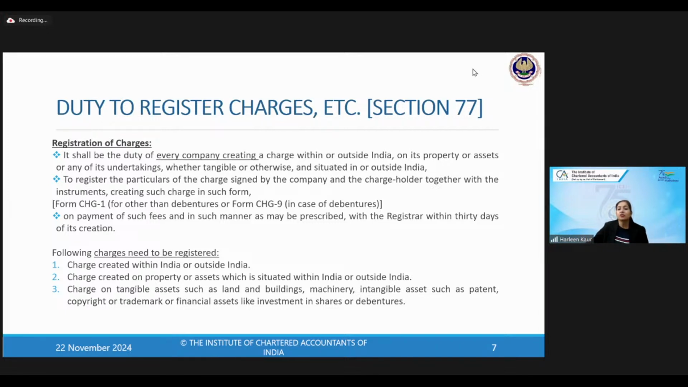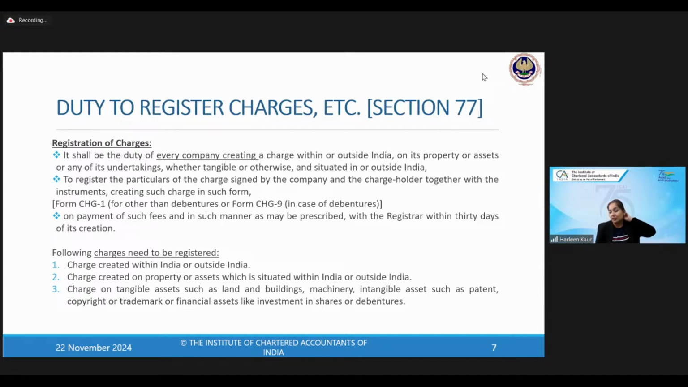And this charge has to be registered within how many days, children? Within 30 days of its creation. And what is the form that we are going to use for registering the charges? CHG1 for other than debentures and CHG9 in case of debentures. So if you are borrowing money giving security against the debentures issued, debenture is also kind of borrowing. You have done it in section 72. Or in case of any other kind of security, one form needs to be given, and for debentures, CHG9 form needs to be given. And within how many days? 30 days of its creation of the charge, it needs to be filed with the ROC.